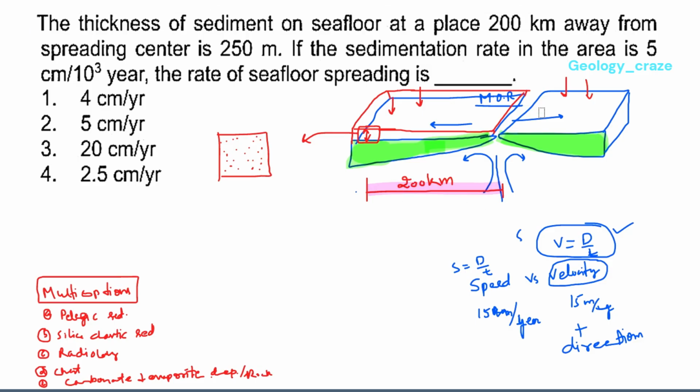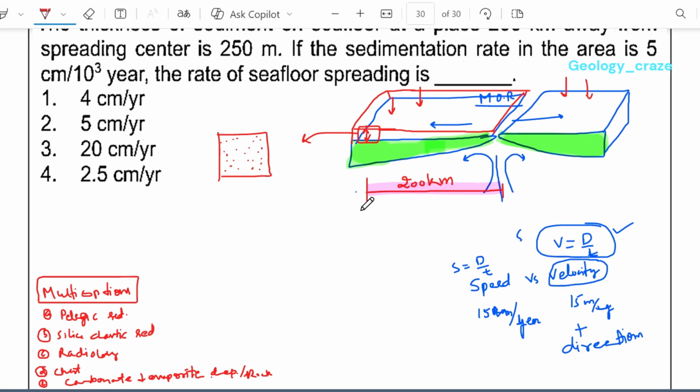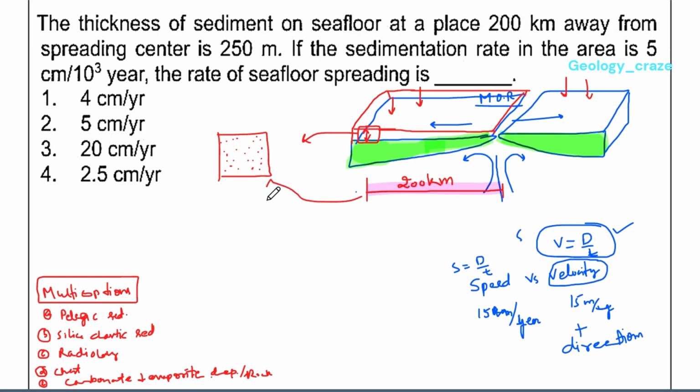Two kilometers away from the mid-oceanic ridge, we are getting sediment on it. This place we are taking, the same way, and we are now zooming it. And here we will get sediments. This whole sequence is not forming at this single place.